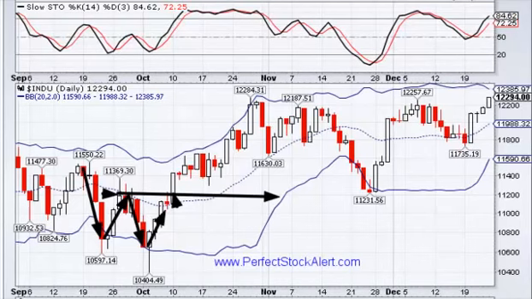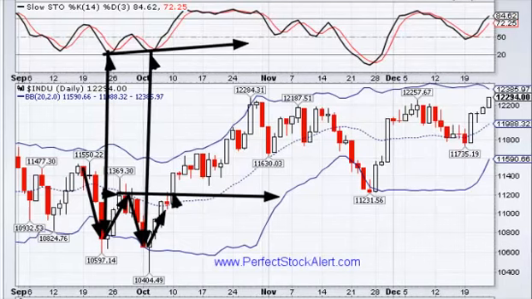I would use the slow stochastic. You notice here, you've got a low point here and a higher low here, showing an uptrend right there. And the corresponding low points of price activity here and here are actually trending down, showing a downtrend.